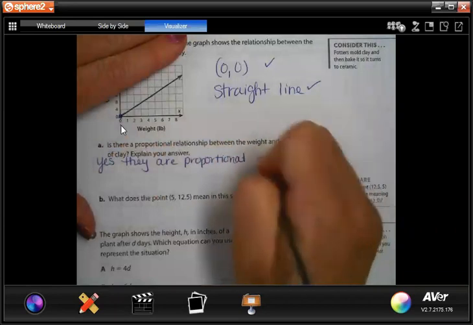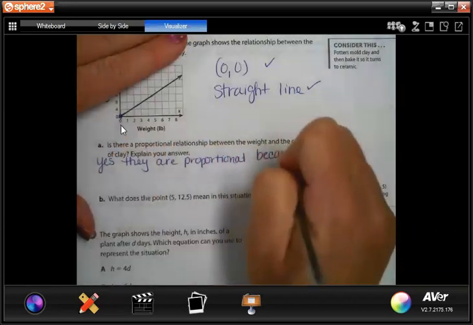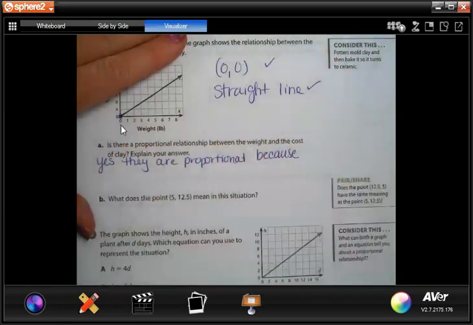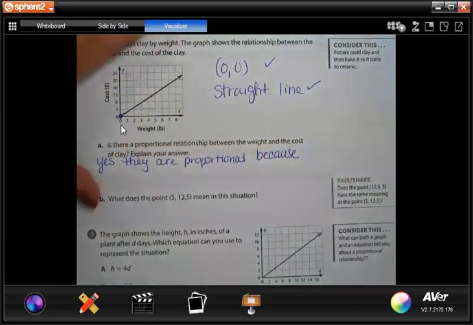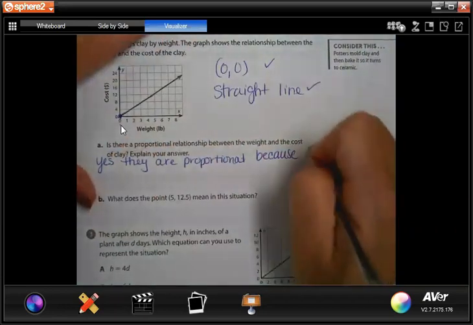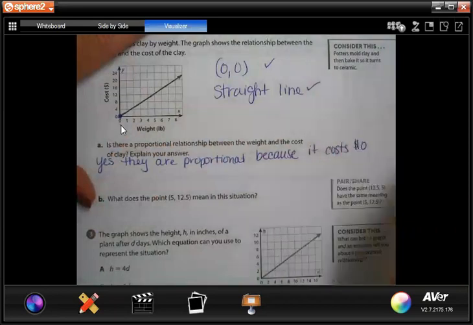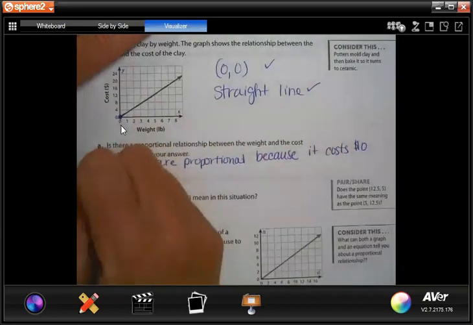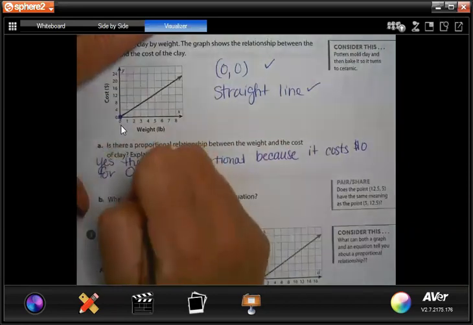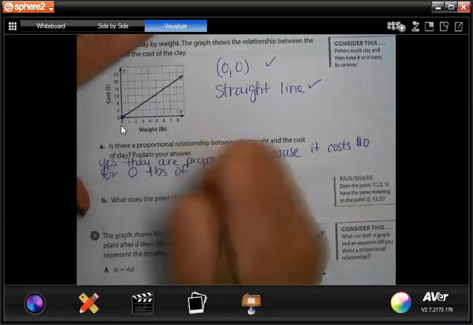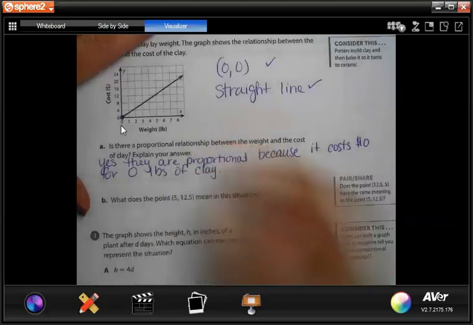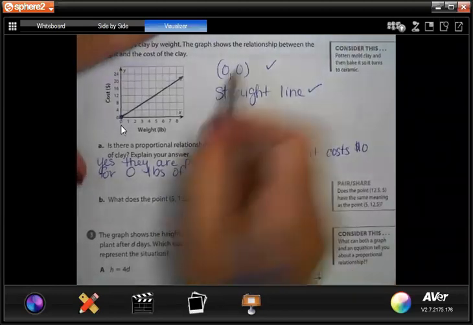Okay, because, so here's my explanation. It costs $0 for 0 pounds of clay. Okay, we know that. That's our 0, 0.